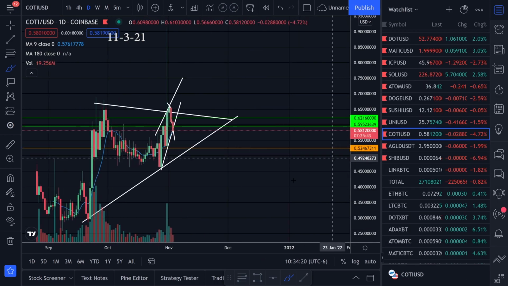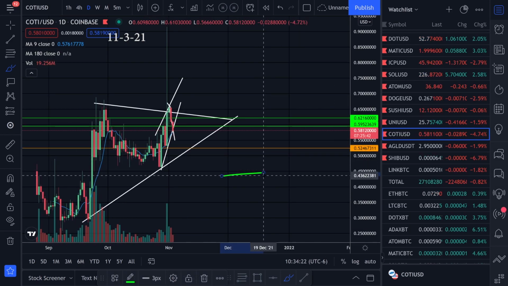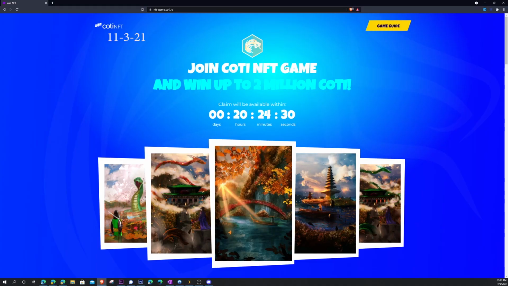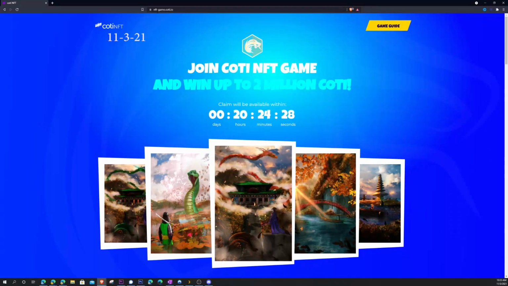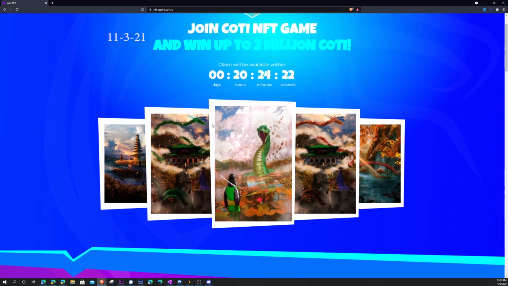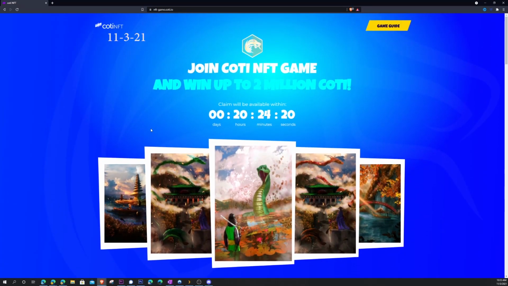In my next video, we'll be taking a look at this Cody coin. We'll also check out this Cody NFT game, nft-cody.cody.io. And yeah, you get NFTs by holding the token, I think. Something like that. We'll kind of look more into it in the next video.